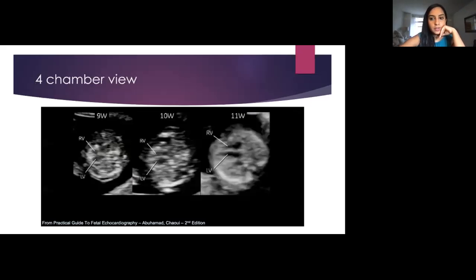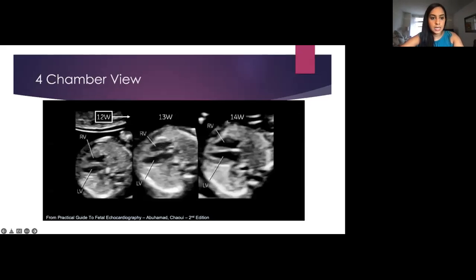In terms of your 4-chamber view, this is going from 9 to 11 weeks gestation. And you can see how at 9 weeks and 10 weeks, it's kind of hard to make out. If you squint a little, you can kind of see it. But at 11 weeks, it starts to look a little bit more familiar, like the 4-chamber we're used to seeing at the anatomy scan. And then definitely from 12 weeks onward, it looks very familiar.